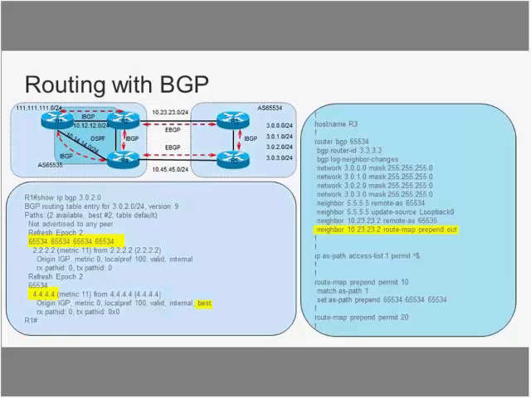The other path is being learned via 65534 and 3 more iterations which we prepended. But the path via R4 has 65534, just 1 AS by default, right? So that becomes the best route. So this is another example of how you can influence your routing or your traffic forwarding, okay?